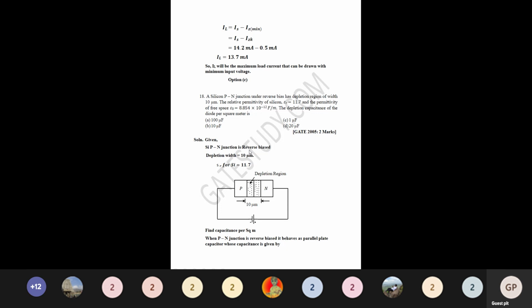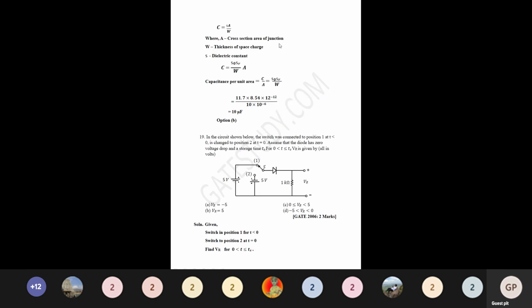Silicon PN junction is reverse biased. Depletion width is 10 micrometer. Epsilon R for silicon is 11.7, as given. So we have to find the capacitance per square meter. When a PN junction is reverse biased, it behaves like a parallel plate capacitor whose capacitance is given by C is equal to epsilon A by W, where A is the cross-sectional area of the junction, W is the thickness of the space charge region, and epsilon is the dielectric permittivity.